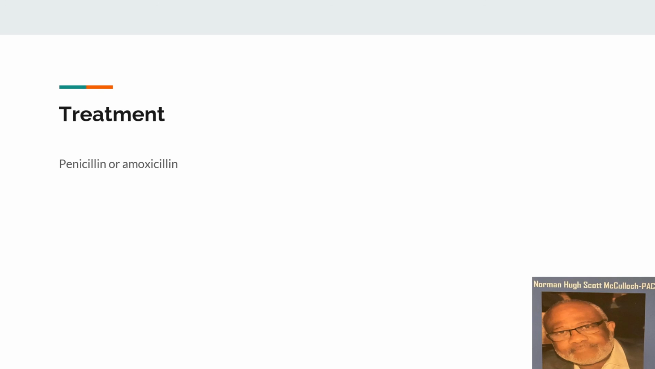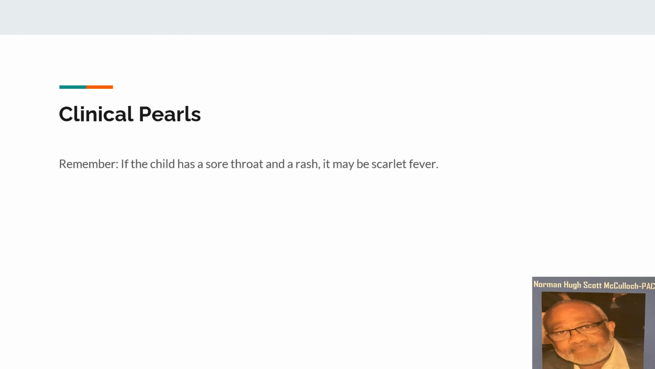The treatment. The treatment of scarlet fever is penicillin or amoxicillin. Here's a clinical pearl. It is important to remember that if the child has a sore throat and a rash, it may be scarlet fever.